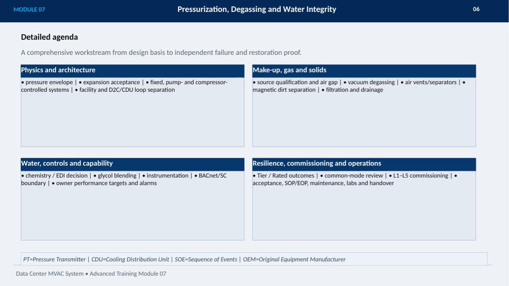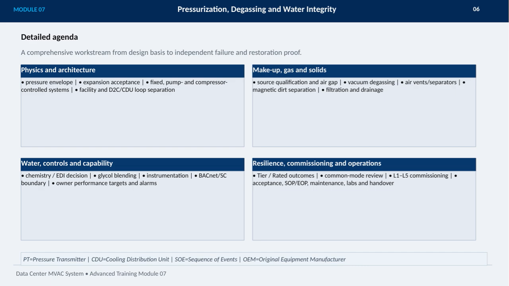Moving on, we will delve into makeup water, gas, and solids management, addressing critical topics such as source qualification and air gap, vacuum degassing, air vents and separators, magnetic dirt separation, as well as filtration and drainage methods. Then, we'll examine water chemistry and control capabilities, including decisions around chemistry and EDI, glycol blending strategies, instrumentation, BACnet and SC boundaries, and how owner performance targets and alarm systems fit into the picture.